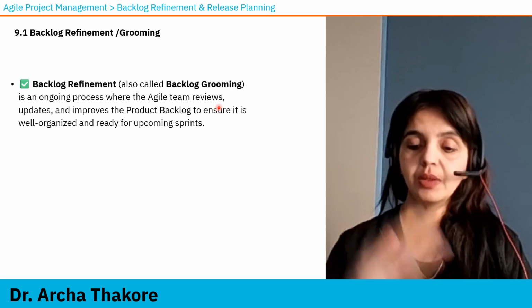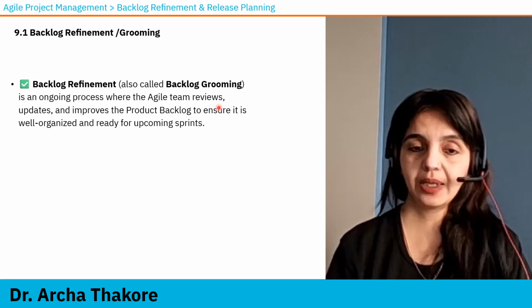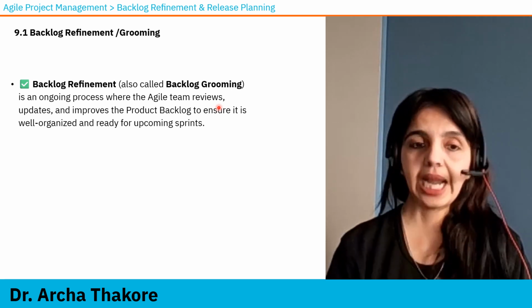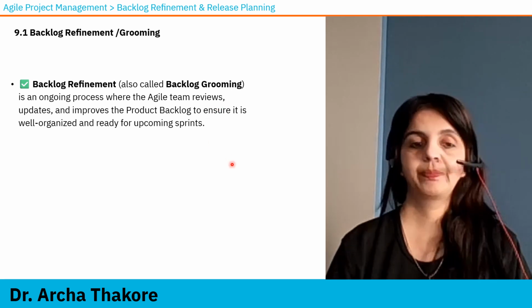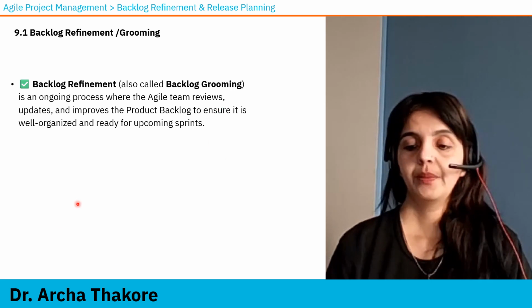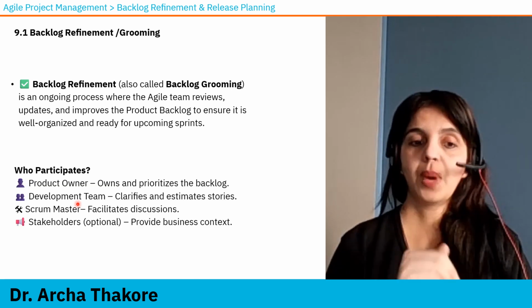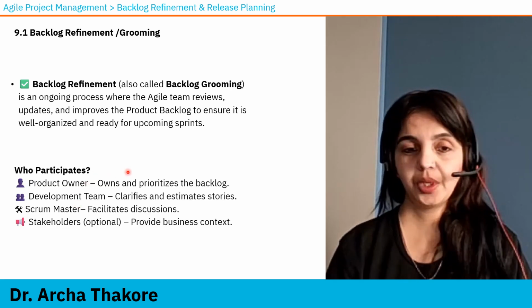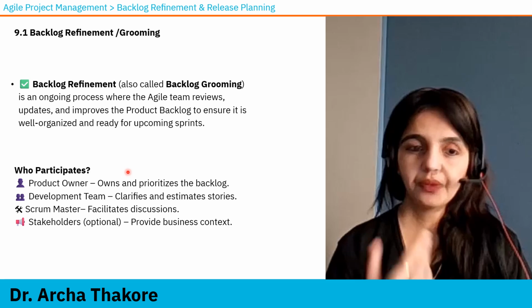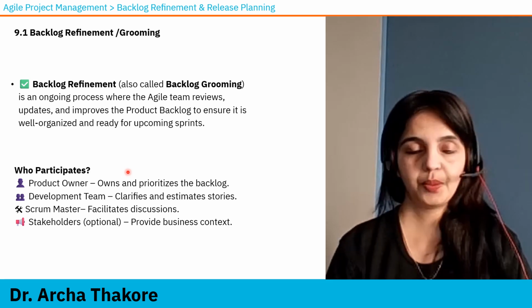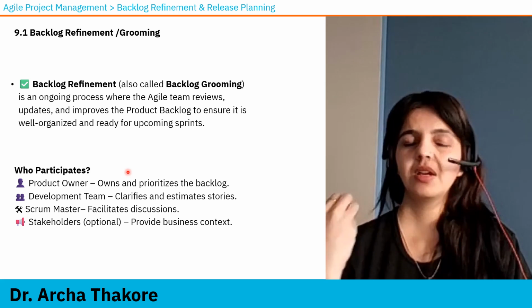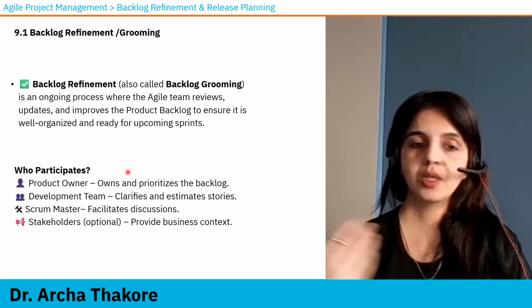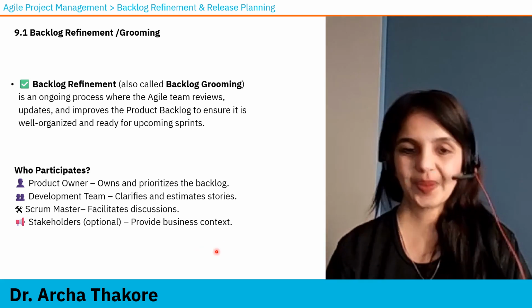Why are we doing it? So that your product backlog items, PBIs, are ready to be picked up by the teams in upcoming sprints. Who participates? Product owner, very important because they have the main accountability of doing this. Development team, your project team is going to be there, Scrum Master is going to be there, and if there is a stakeholder required from business or from customers, they can also participate.